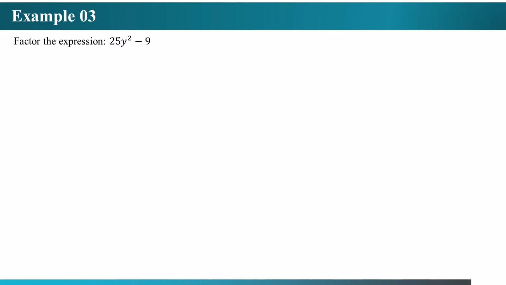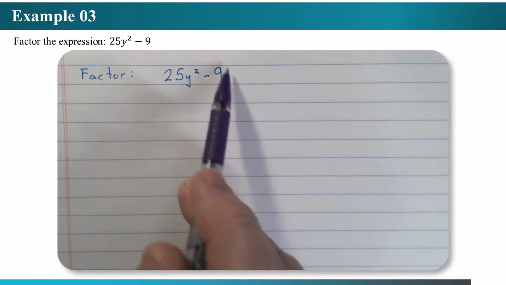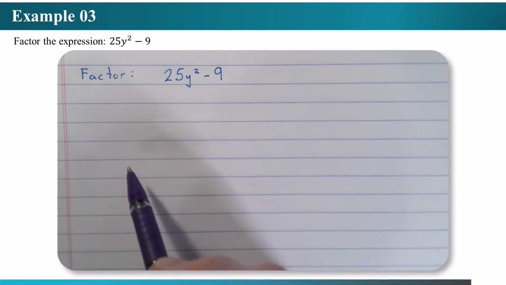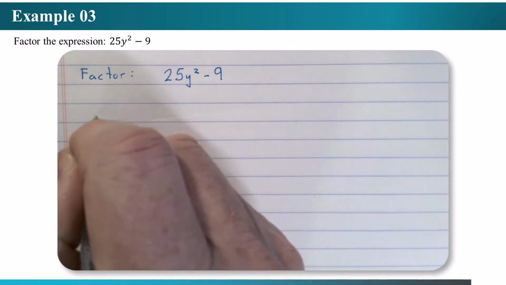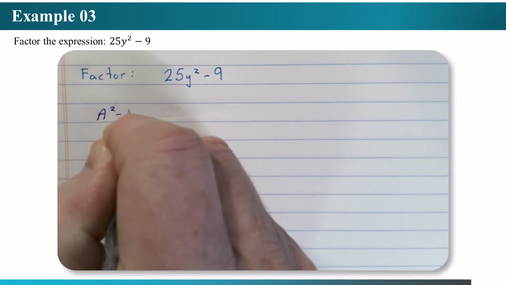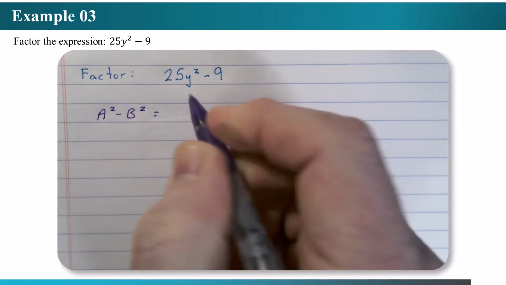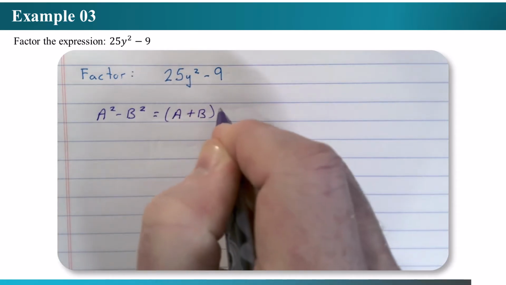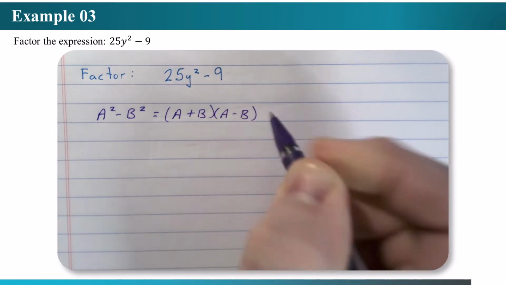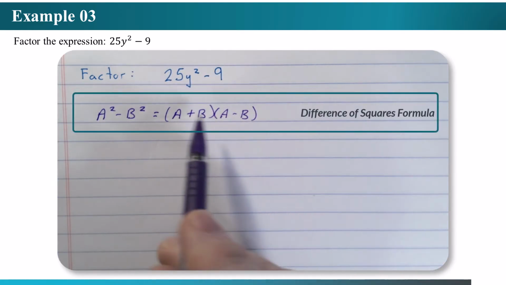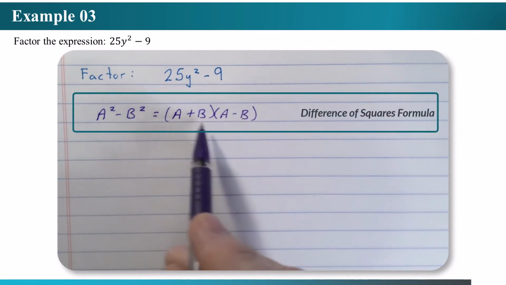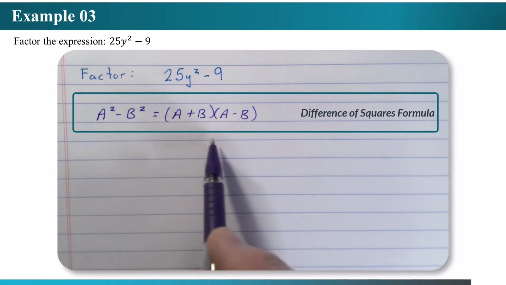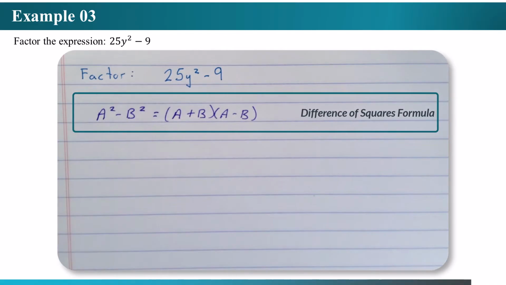Example 3. We wish to factor the expression 25y squared minus 9. One thing I can notice here is that I've got a difference of squares. So let's start by writing down the difference of squares formula. We have a squared minus b squared, and this can always be factored into a plus b times a minus b. We can check that by multiplying this out. The outer terms would be negative ab, the inner terms would be positive ab. Those cancel out, leaving just a squared minus b squared.